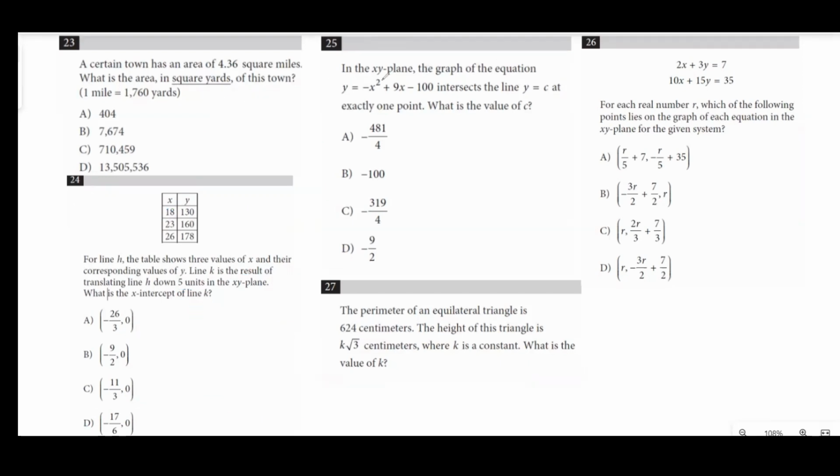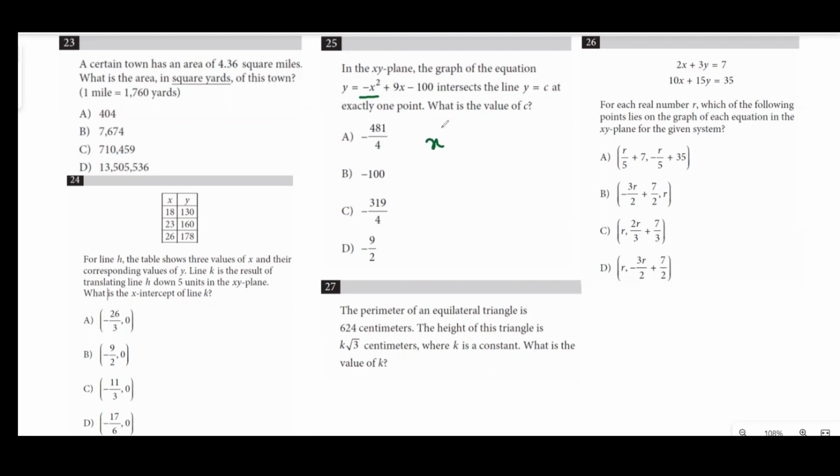In question number 25, in an xy plane, the graph of the equation y is equal to minus x square plus 9x minus 100 intersects the line y is equal to c. That clearly indicates I can represent y and c, both have the same value. Now they are saying that there is exactly one solution. What is the value of c? So basically this question is from advanced math, and if I talk about the chapter name, that is quadratic equation, because the highest power is 2.